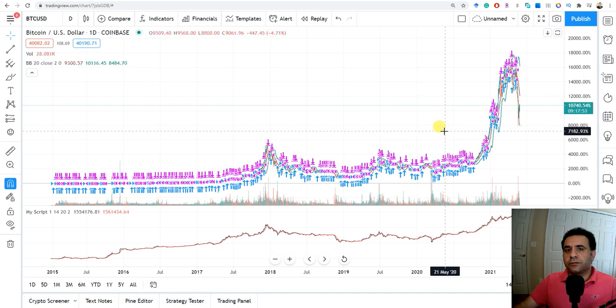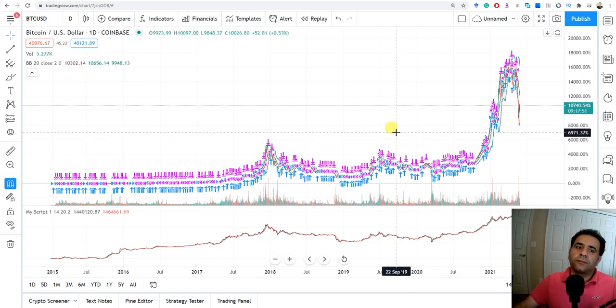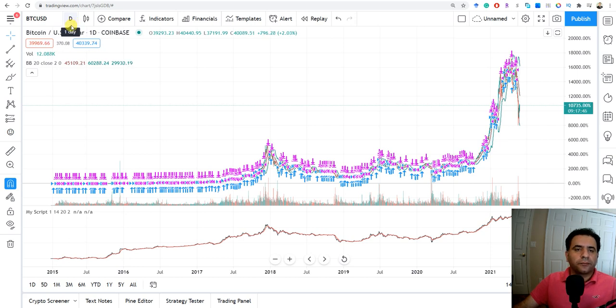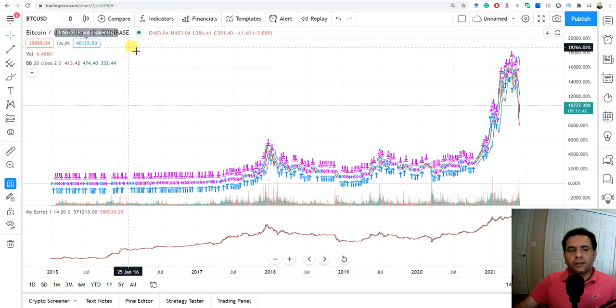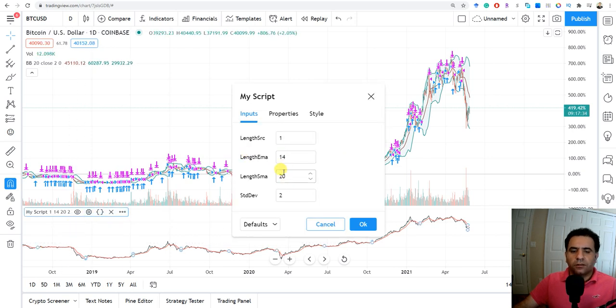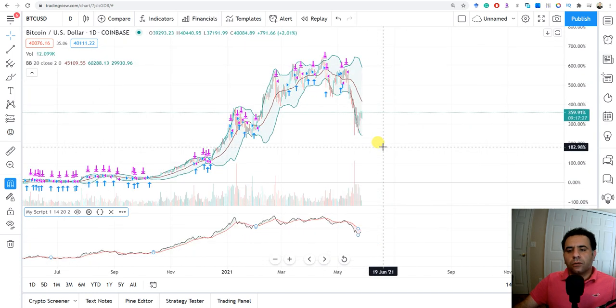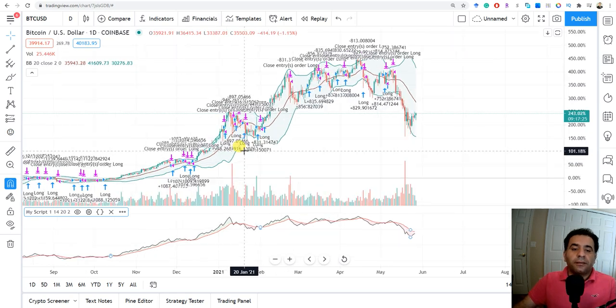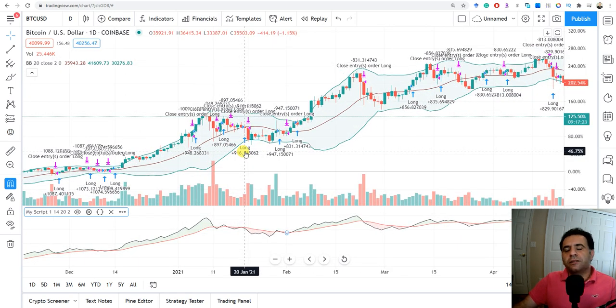This is a very safe strategy. I'm using the 1 day time frame. You can use it on different time frames, but I think the best is 1 day. If you're using 4 hours, you need to change the parameters here. 14 and 20 will not be good for 4-hour trading. But as I was saying, this strategy is very safe. Maybe it's not the fastest, but it's very safe.